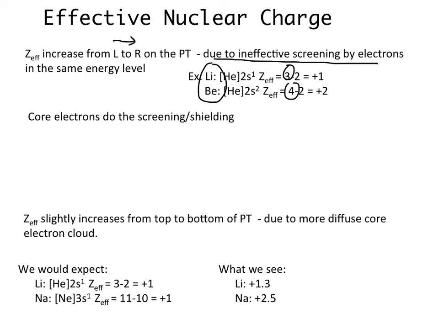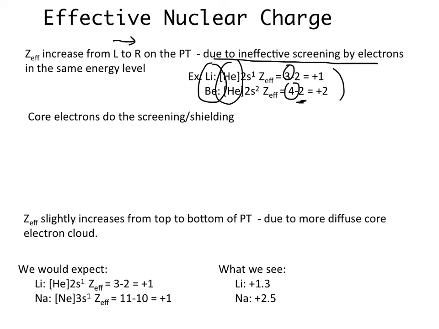Now, based on the calculations that we've seen, our S value is determined by your core electrons. Lithium and beryllium both have the same number of core electrons. So the shielding that is being done is basically equivalent. So when we end up doing our Z-effective calculation, that shows that our beryllium is going to have a stronger pull on its electrons that are on that outer shell.